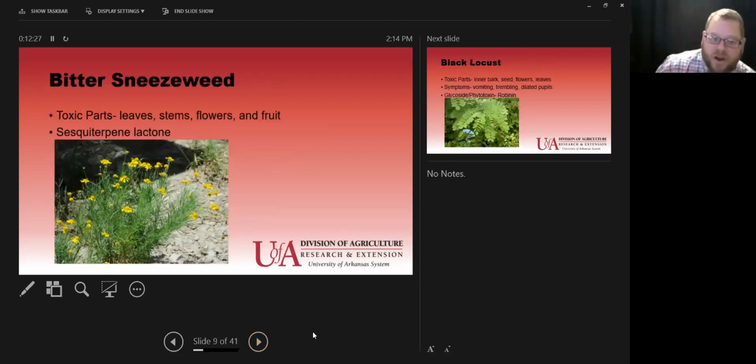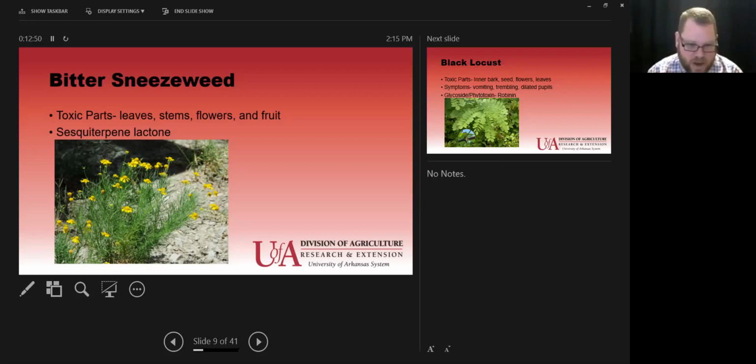So we'll go ahead and start with our plants and talk about them specifically. We start with bitter sneezeweed. These are listed in alphabetical order because that's how Terrell works his organization, and bitter sneezeweed was our first. So they're not in order of toxicity or anything like that.